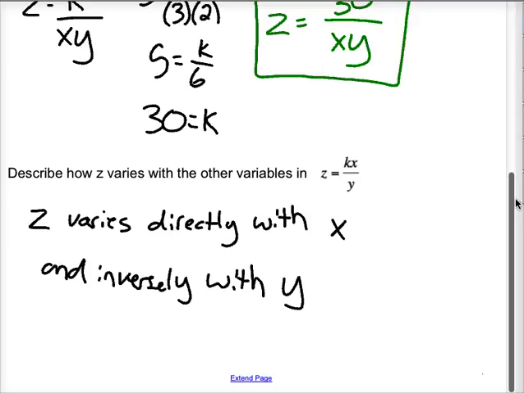Now there's one big thing here. You don't need to describe k, all right? You don't need to include the constant of variation in your description. Just mention the variables, okay? So z varies directly with x, again, because x is on top, inversely with y, because y is on the bottom. So there's going to be another little thing you have to do for me, is you need to be able to describe to me their relationship.